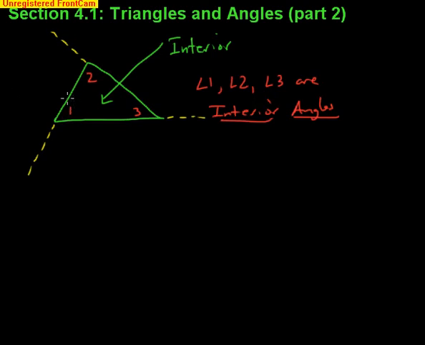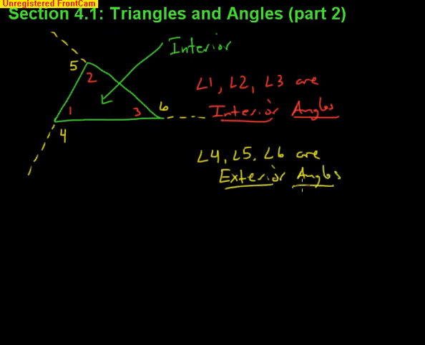I'm going to add 3 more angles: 4, 5, and 6. These angles are in the exterior. They're on the outside. So the outside is called the exterior. So in this picture, angle 4, angle 5, angle 6 are exterior angles. So we have 3 interior angles and 3 exterior angles.